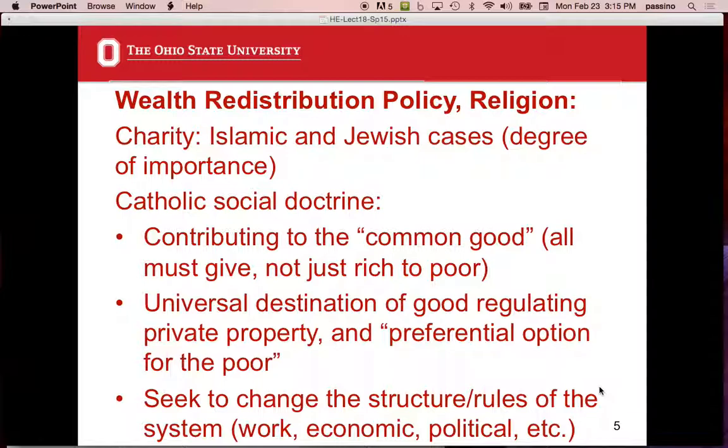Catholic social doctrine is different than those two cases. It says that everybody has to contribute to the common good. It talks about this preferential option for the poor as a subset of the universal destination of goods. In the Catholic case, there's a lot of emphasis on not just having charity, but changing the structure of the system so it's fair. So that's a difference between, if you're in a religion and you believe in just charity, that means in this case with this network, you're just going to give money to each other like this. Whereas the Catholic case says, well, let's change the rules of the giving. Let's change the rules to make it a fair system. That's what they have a lot of emphasis on.